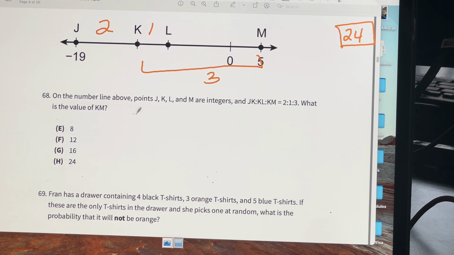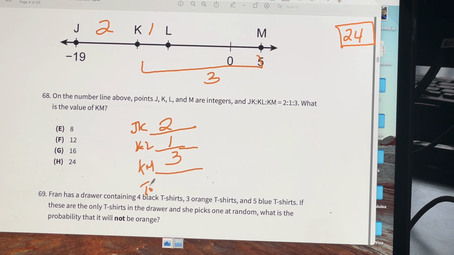What is the value of KM? All right. So let's do this. So the ratio is 2 to 1 to 3. And the distance, so let me write JK to KL to KM, and the total here is 2 plus 1 is 3 plus another 3 is 6, right? So that's the current ratio.